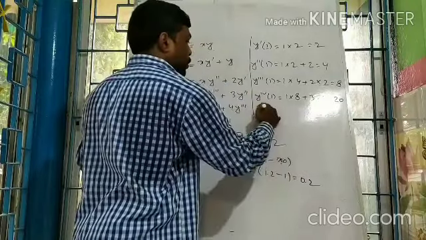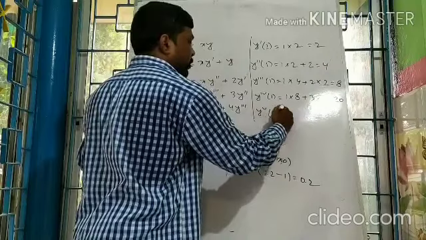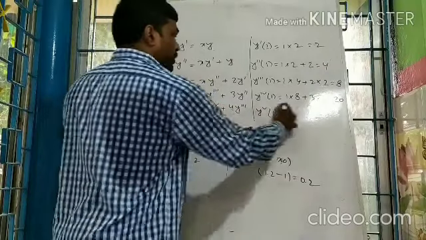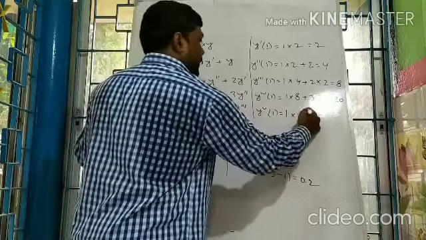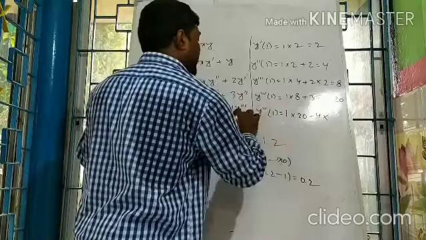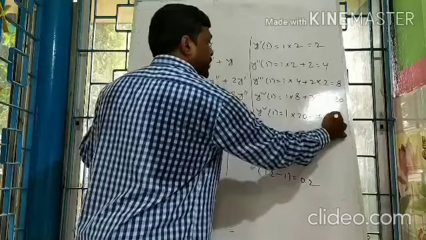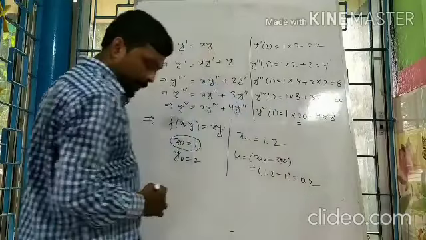Next, y5 x0. That is x0 into y4 x0 plus 4 into y triple dash x0. y4 x0 is 20, and y triple dash x0 is 8. So it is 52. Okay.